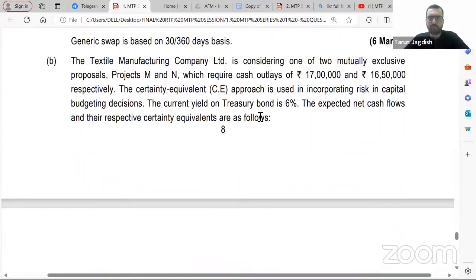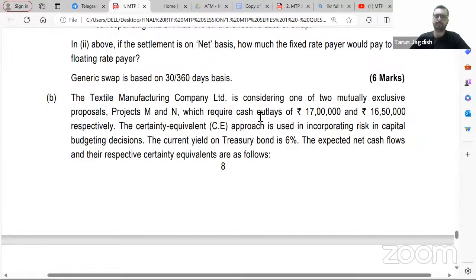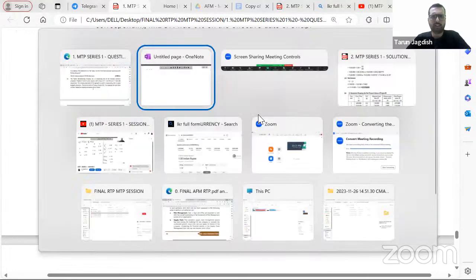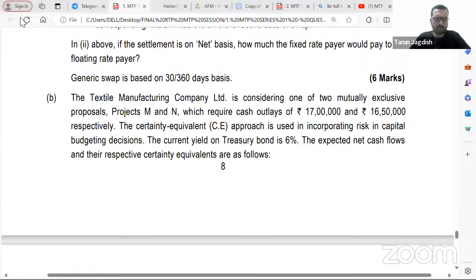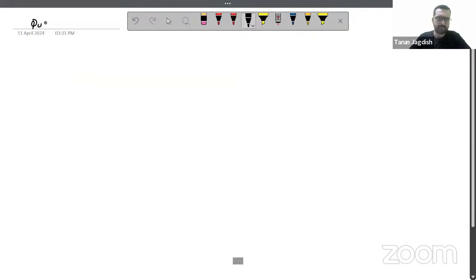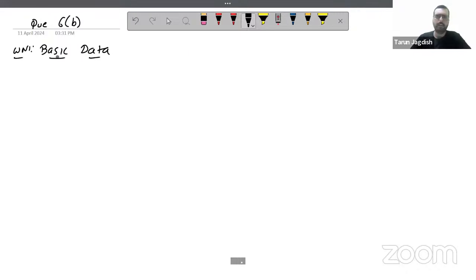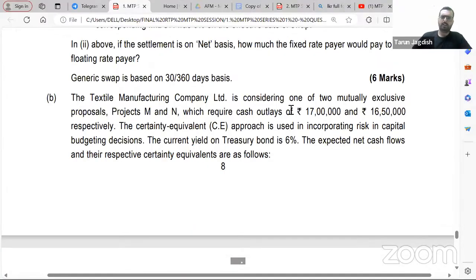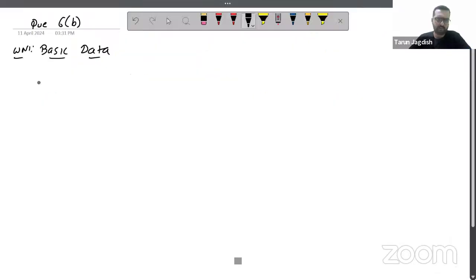Okay, it's a question on certainty equivalent factor. Let's do this. I think even this is done in my class. I'm not sure. Question looks familiar to me. Question number 6B. Working note number 1. Basic data. The textile manufacturing company is considering one of the two mutually exclusive proposals, Project M and N, which requires a cash outlay of 17 lakhs. I'll write down.